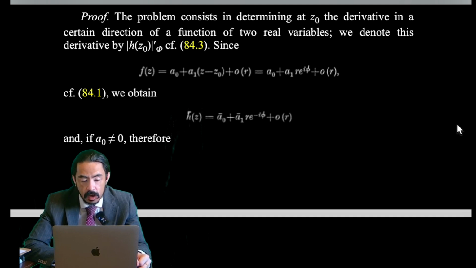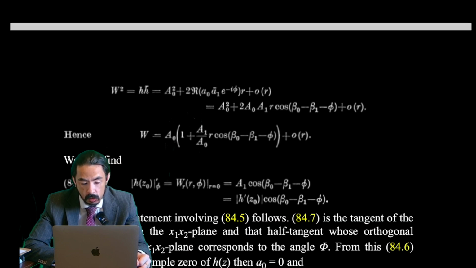And if a0 is non-zero, then capital W squared is equal to h times h bar, which is equal to capital A0 squared plus 2 times the real part of quantity a0 times a1 bar times e to the negative i phi, then times r plus O of r. And this is equal to capital A0 squared plus 2 times capital A0 times capital A1 times r times cosine of quantity beta naught minus beta 1 minus phi, plus O of r.